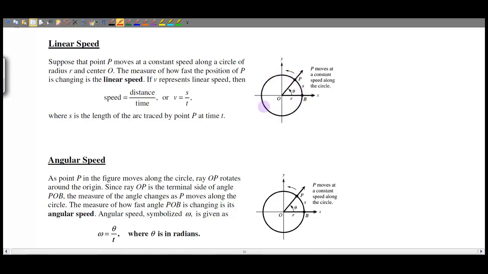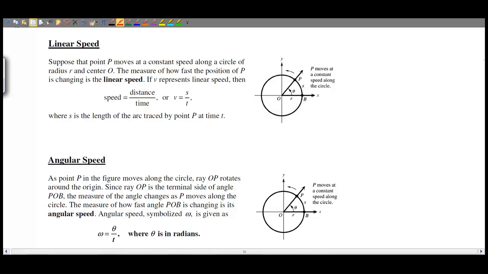If you think of speed, speed is generally listed as velocity. Our cars travel at a speed of miles per hour, right? So that's a rate, a distance versus time. So when we're talking about the linear speed, it is along the outside of the circle, and it is the rate at which P is traveling along this line on the outside of the circle.